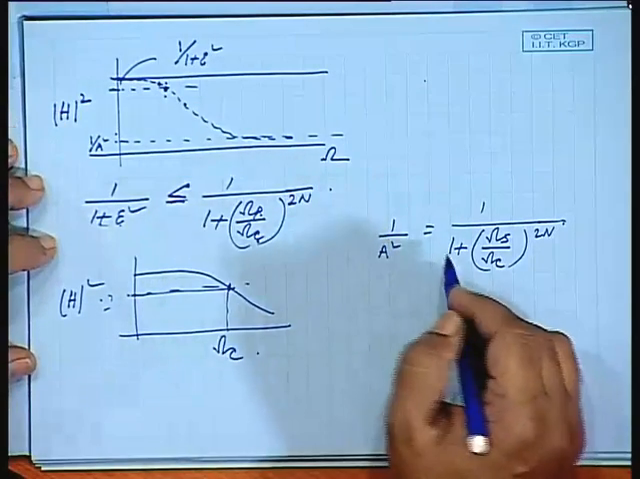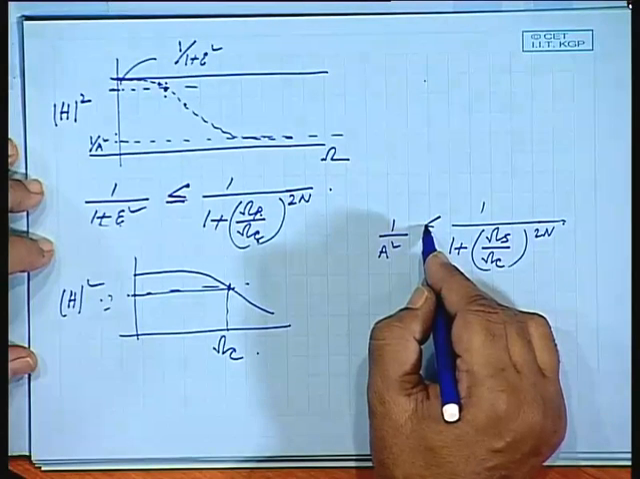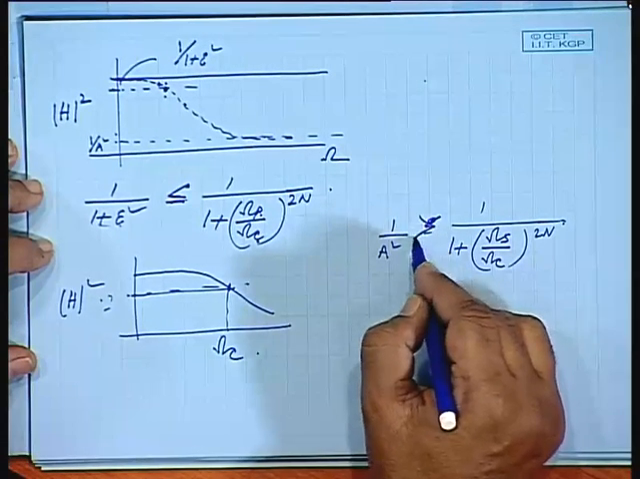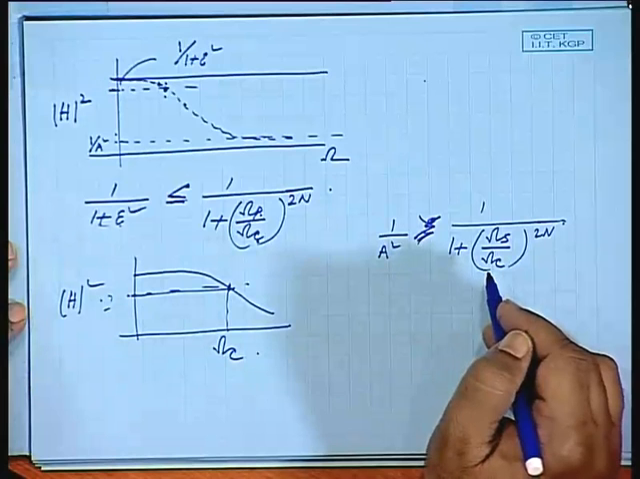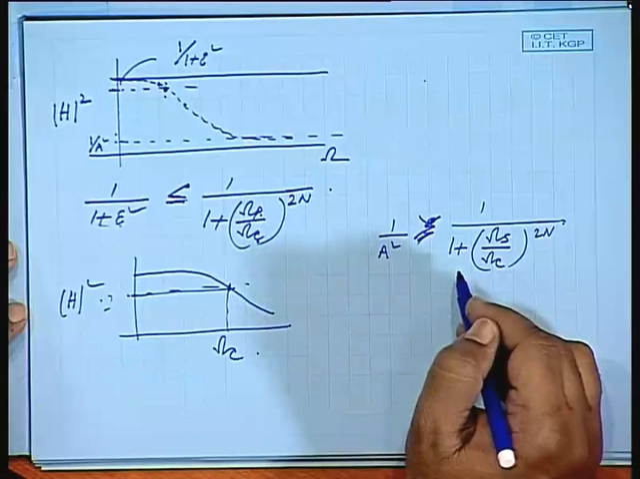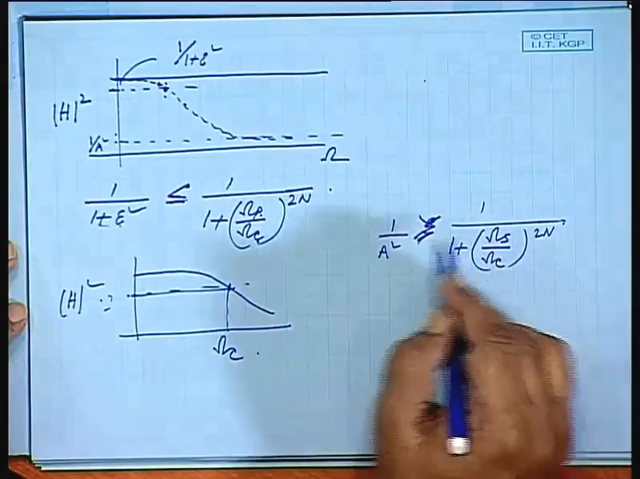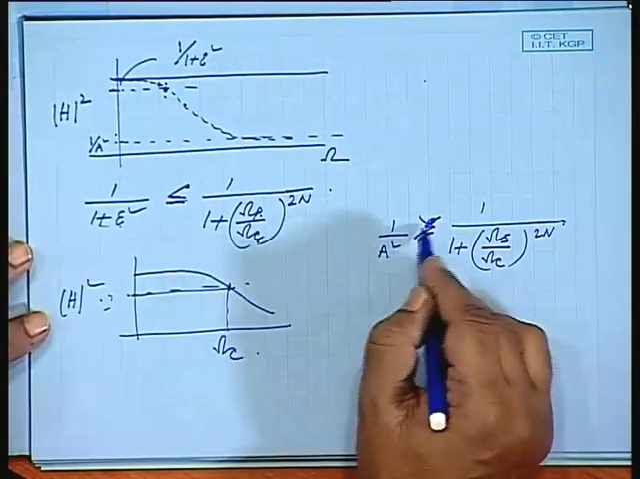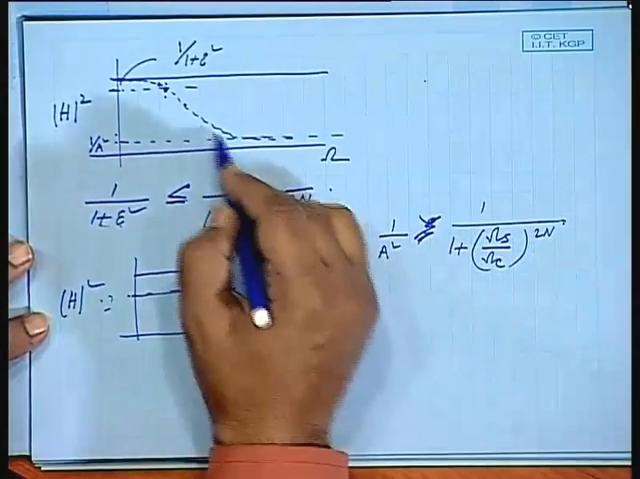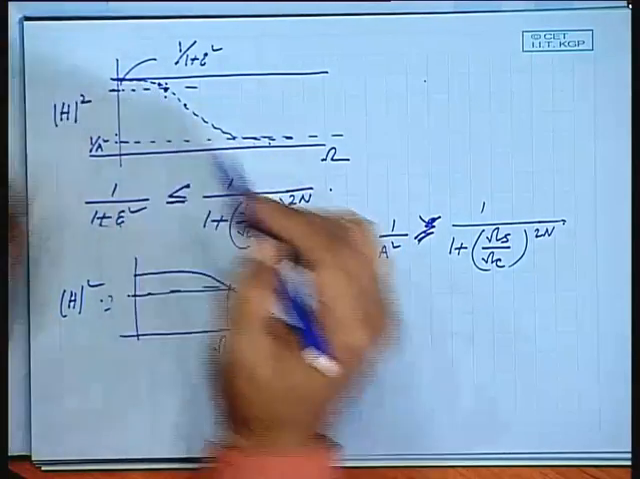Similarly, this should not be above 1 by A squared. In the stop band it should be less than 1 by A squared, or 1 by A squared should be greater than this. Okay. So it should be well within this tolerance limit.